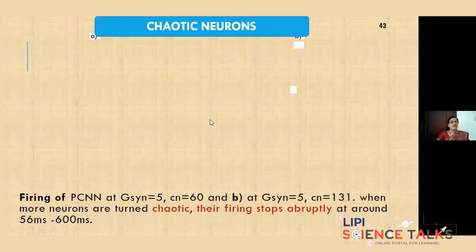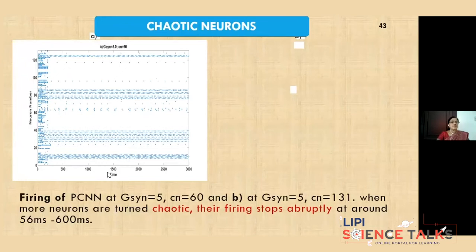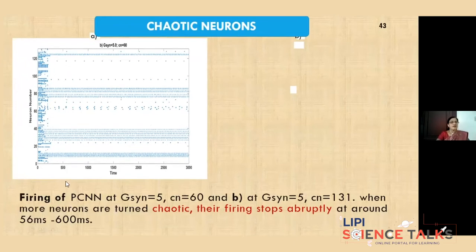Now, what happens in the case of chaotic neurons? In the network, there are a total of 131 neurons. We made 60 of them chaotic randomly, and we have studied the firing of each one. See that some of the neurons have stopped firing after some time. Only a few neurons continue firing up to 3000 milliseconds. Now, after 56 milliseconds, some of them have stopped firing.